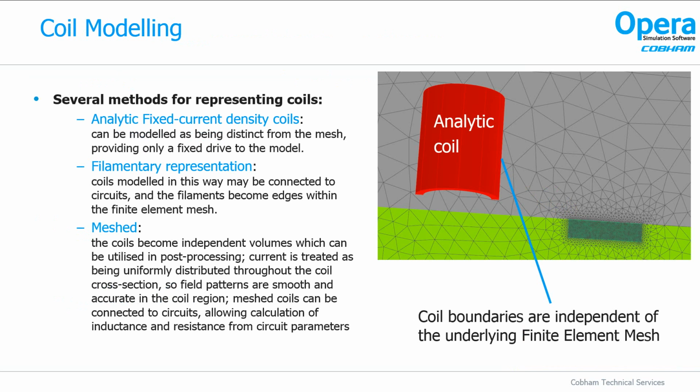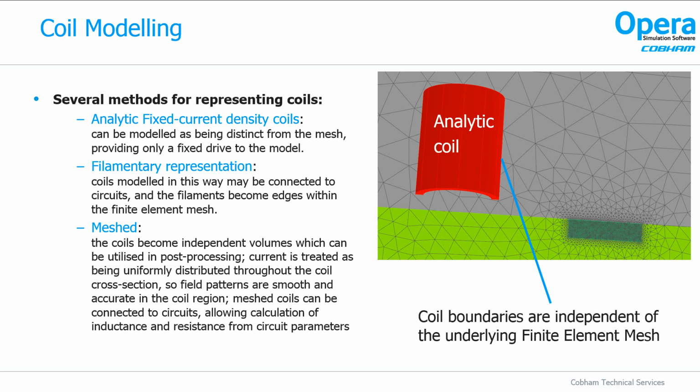In eddy current testing, the excitation of the problem will be by use of coils, with usually an AC supply. In FEA there are different ways of modelling coils. Which is most accurate and efficient can vary with the type of problem being solved. Firstly, we can use analytic representations of fixed current density coils. These are placed independent of the mesh.